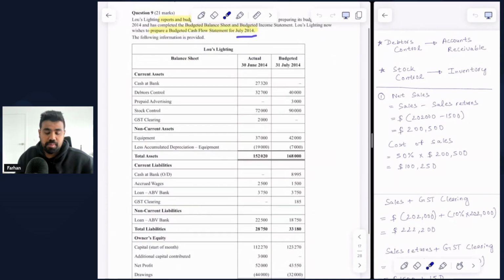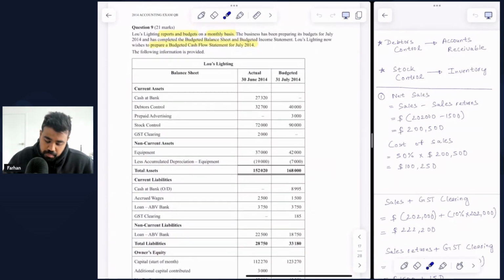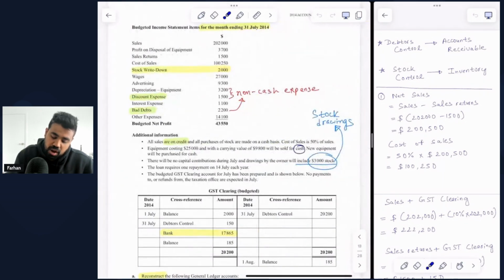So we understand that the business reports on a monthly basis and you are given the balance sheets for two different periods. The actual results at 30 June 2014 and the forecasts for the period ending 31 July 2014. You're also given the budgeted income statement for the month ending 31 July 2014 and some additional information together with the GST clearing budgeted account.